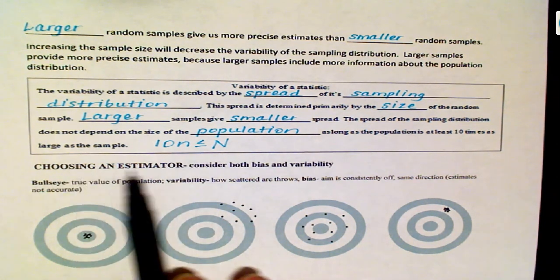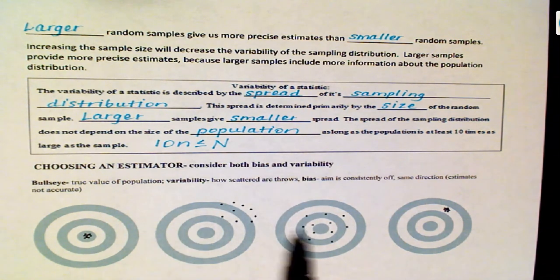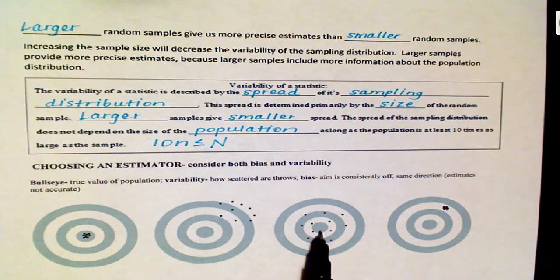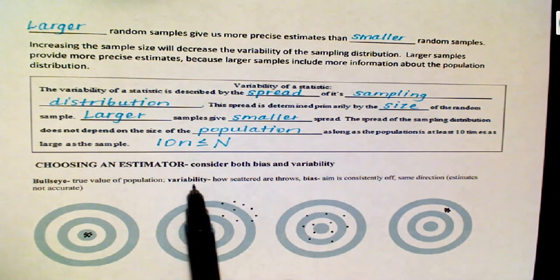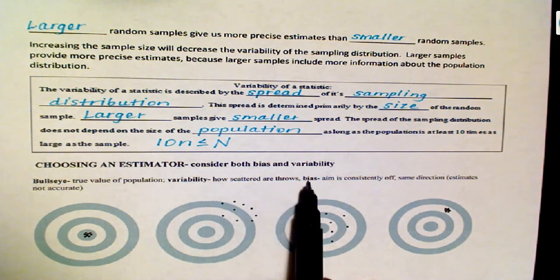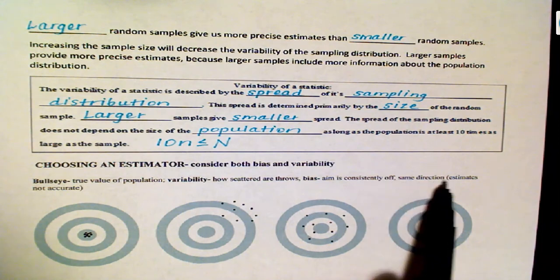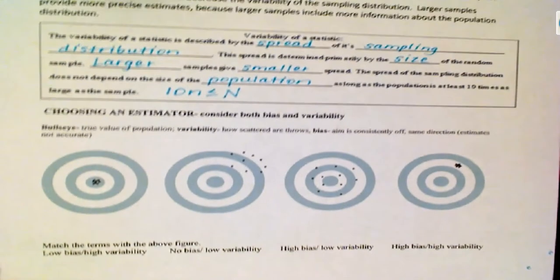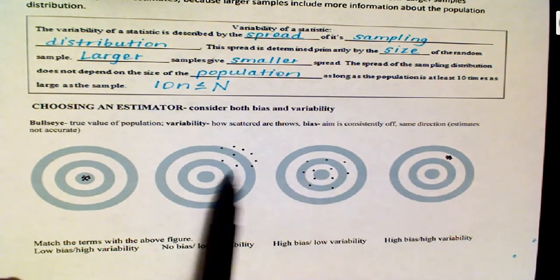All right, so we're going to choose an estimator. Consider both the bias and variability. So this is a bullseye. The bullseye is the true value of the population, or the parameter. Variability: how scattered are the throws? Bias: aim is consistently off in the same direction, so the estimate's not accurate.